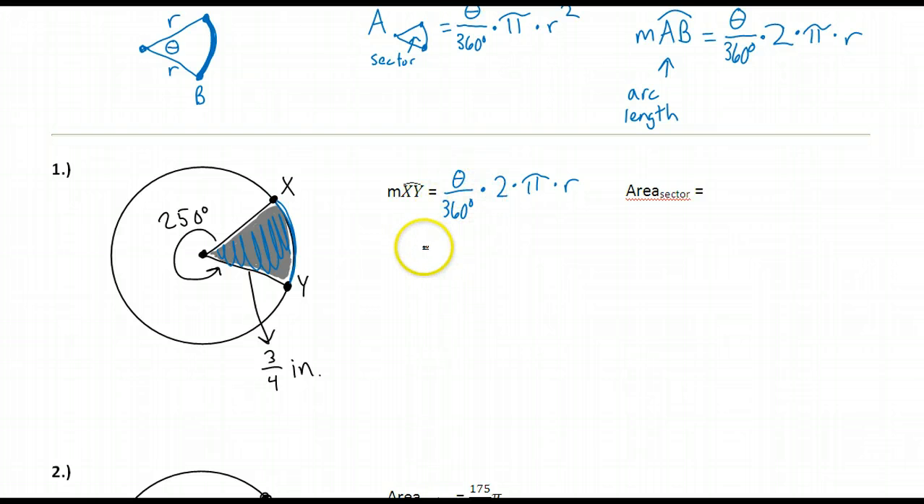And I'm going to plug in the information that I know. Theta in this case is this angle right here. Well, I need to figure out this angle. From here to here is 250 degrees, which means from here to here has to be 110 degrees. In an entire circle, I have 360. If I've gone 250 degrees, I need another 110 to get to 360. So my theta in this case is 110 degrees times 2 times pi times r, which is 3/4 of an inch.